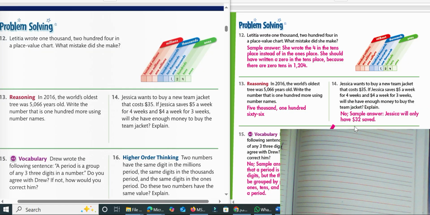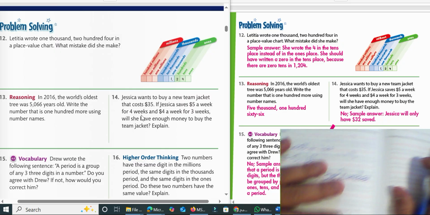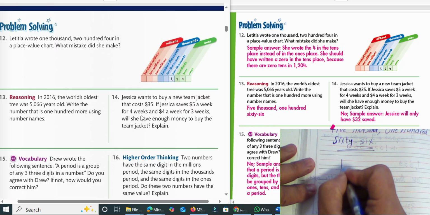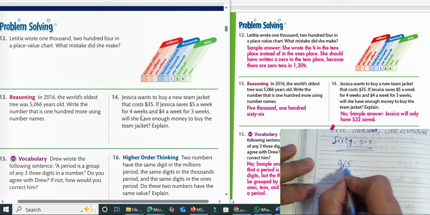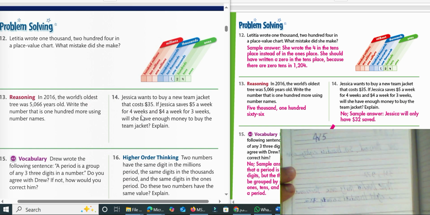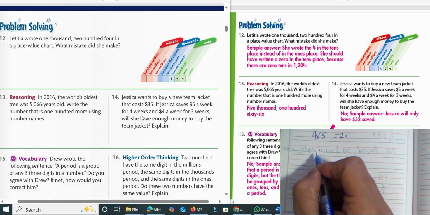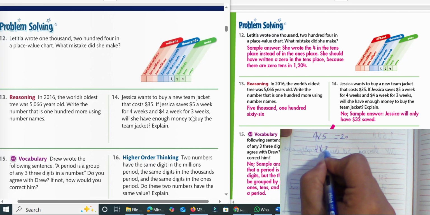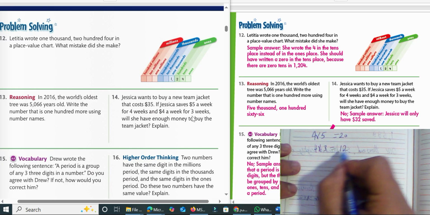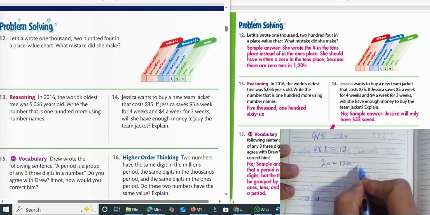The total number will be 32. How? We can find the number here. We have 35. Jessica saves $5 a week for 4 weeks. We can write the product between the number of weeks, 4, and the $5 she saves each week. So 4 times 5 equals 20. And also she saves $4 for 3 weeks. 4 times 3 equals 12. The sum of them, 20 plus 12, the result will be $32.